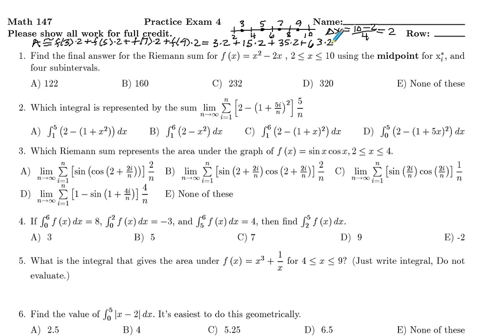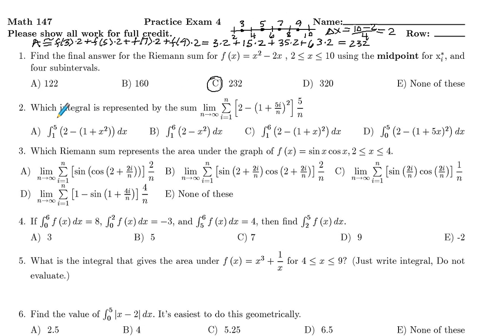times 2. And of course you can do this in the calculator. I'm doing the math in my head. And then just multiply these and add them all up on the calculator and you get 232, which is C. And some of my distractor answers are going to be if you use the left endpoints, 2, 4, 6, 8, or if you use the right endpoints, 4, 6, 8, 10, things like that.